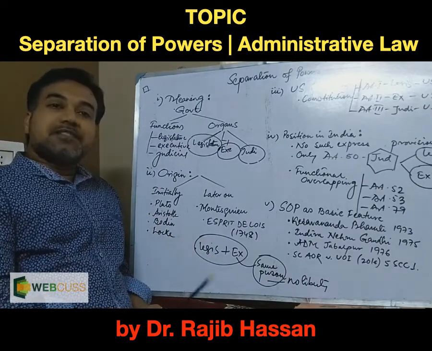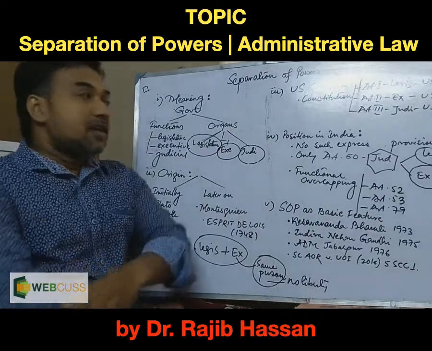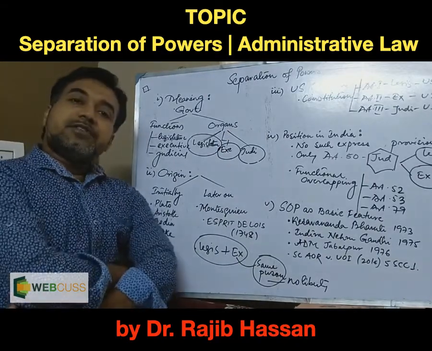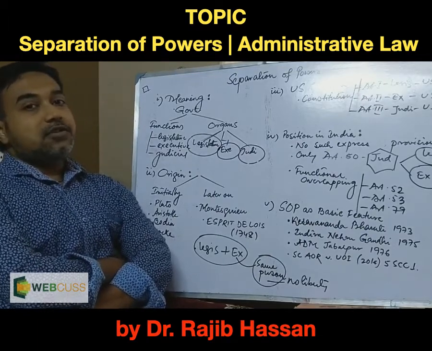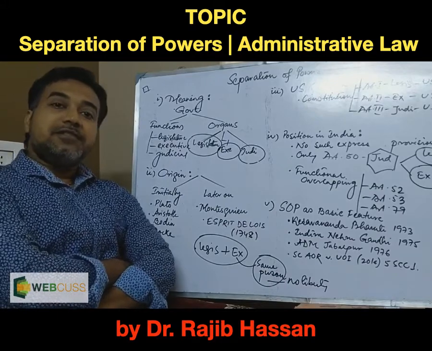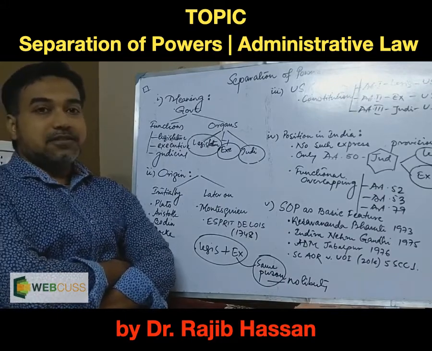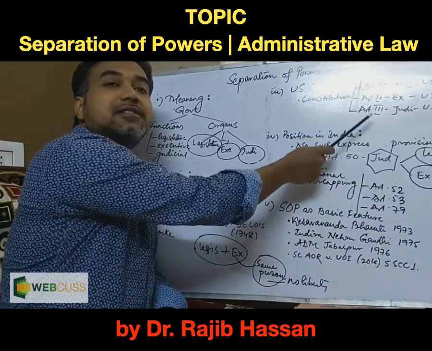Now, the concept of separation of powers in the Constitution of USA. The US Constitution was adopted in the year 1787, and in the Constitution of USA there are three specific articles which provide for the separation of powers in USA. Article 1, Article 2 and Article 3.